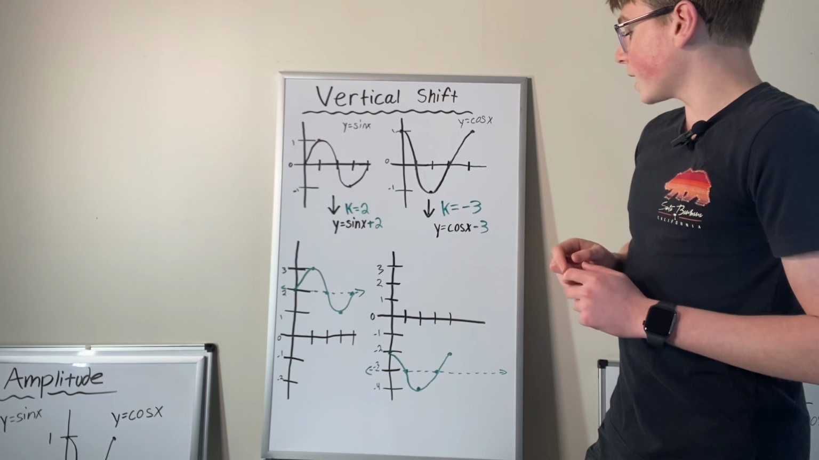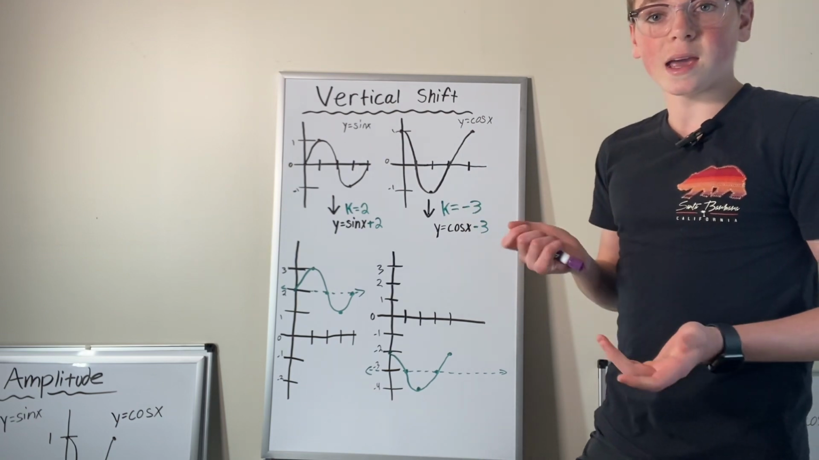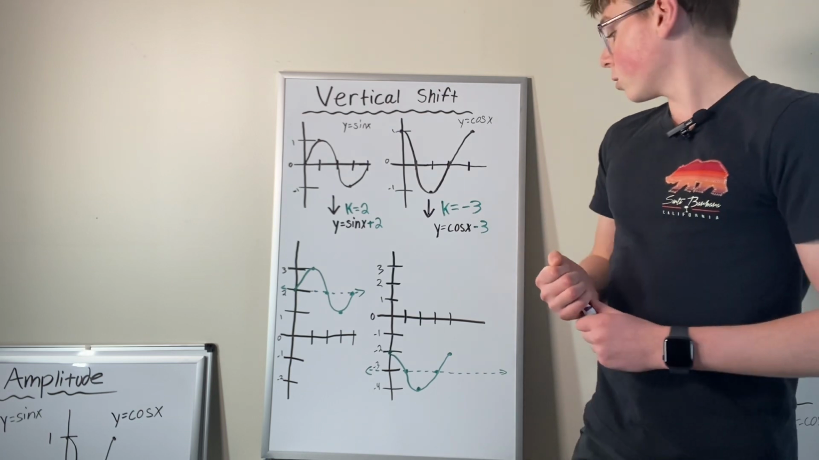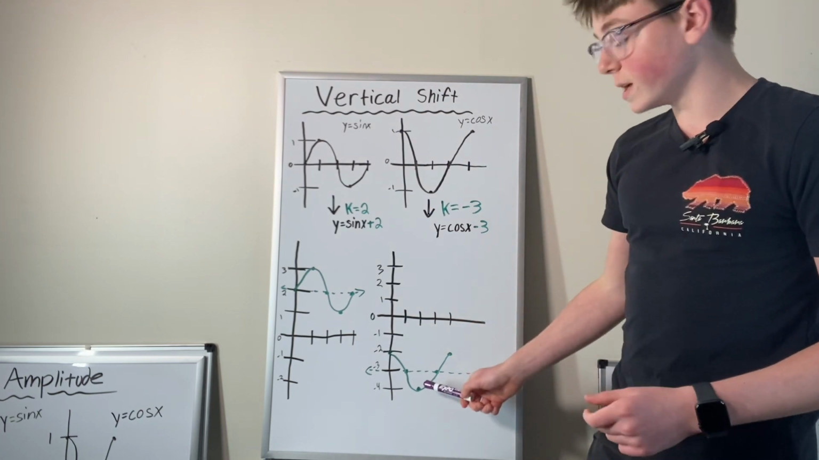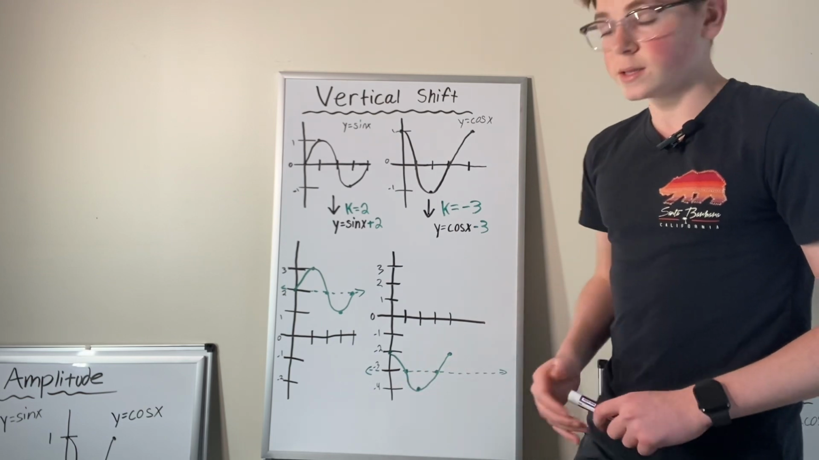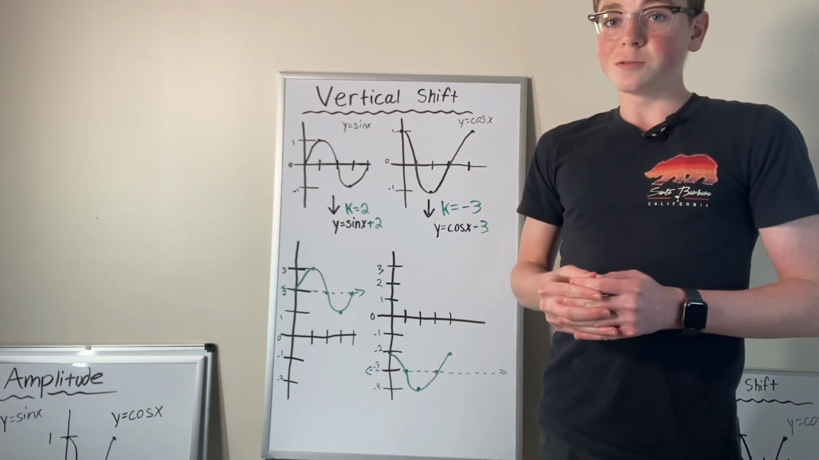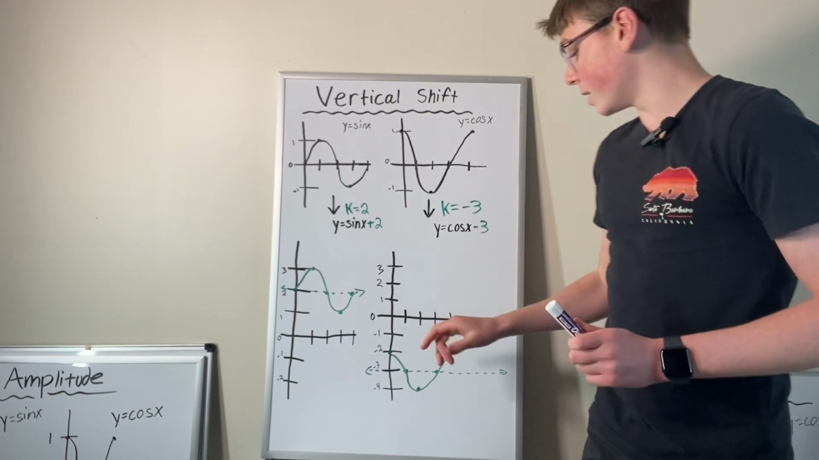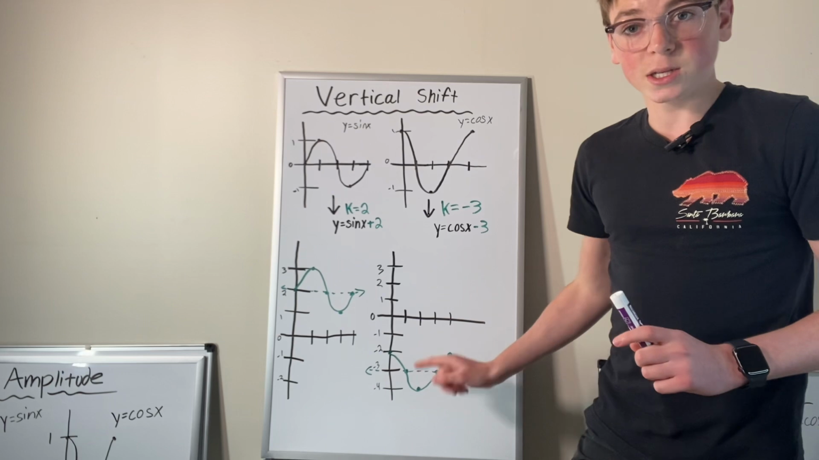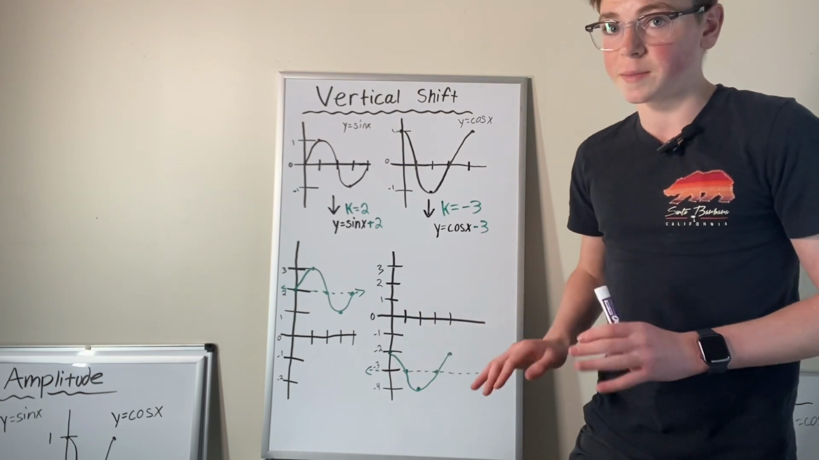Then y equals cosine x. If the k equals negative 3, then we have y equals cosine x minus 3. So we shift the whole equation down 3 units, and I would always advise drawing this dotted line because it tells you to go back to the midline. Do not go back to the x-axis. I have that problem a lot. Always go back to this dotted line because the x-axis is not your midline anymore.